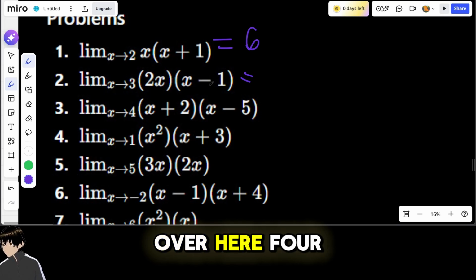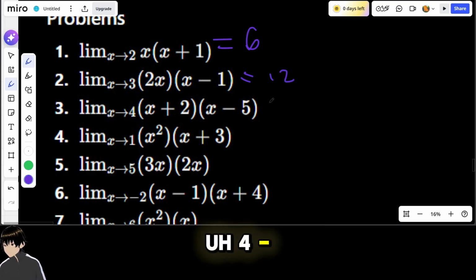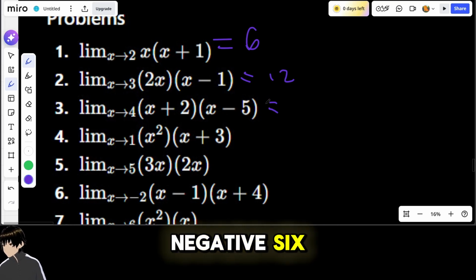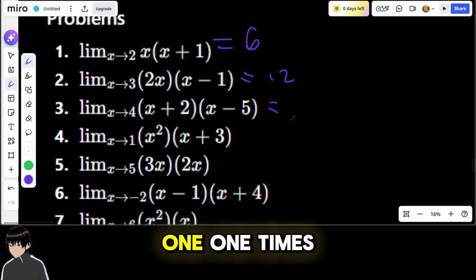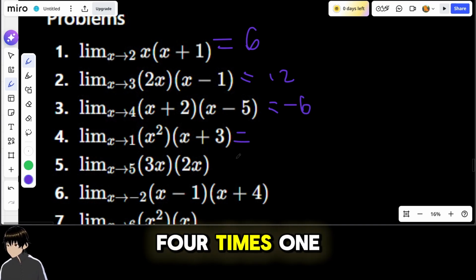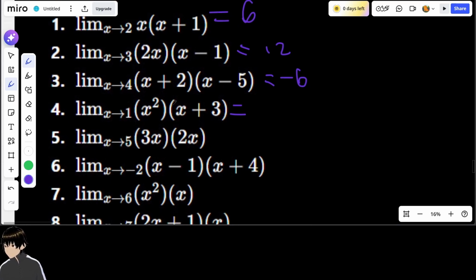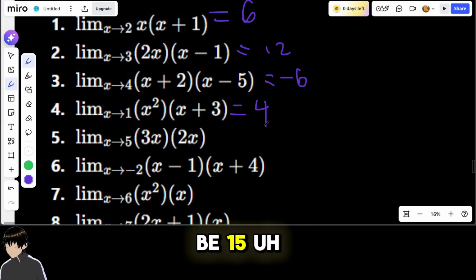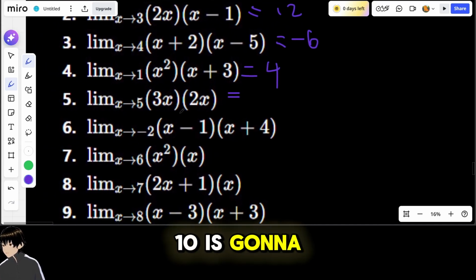So we have over here 4 plus 2, it's going to be 6. 4 minus 5, it's going to be negative 1. So 6 times negative 1 is negative 6. So we have 1 over here, 1 squared is going to be 1. 1 times 1 plus 3 is going to be 4. 4 times 1 is going to be 4. So we're going to have 5 times 3. Okay, so it's going to be 15. 5 times 2 is going to be 10. So 15 times 10 is going to be 150.